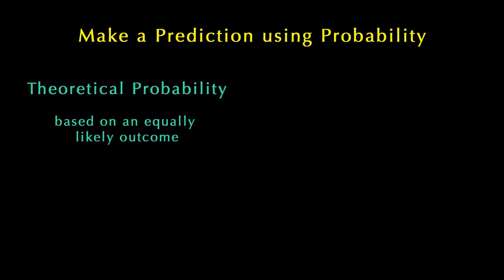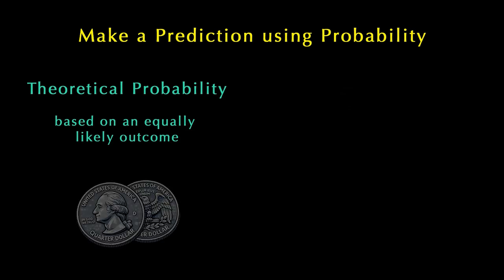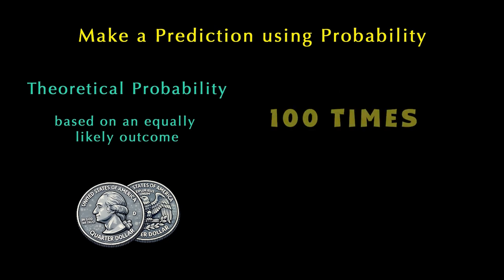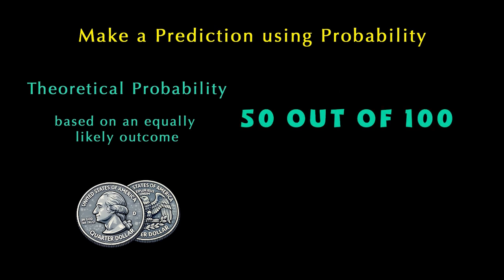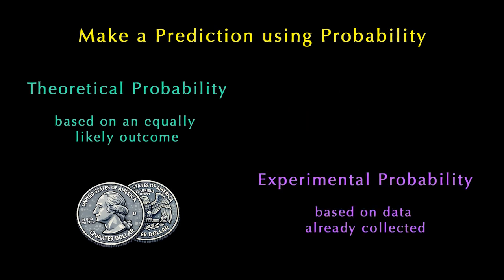In order to make a prediction using probability, let's review theoretical probability, which is based on equally likely outcomes, such as when you flip a coin. If you flip a coin 100 times, how many times should you land on heads? Theoretical probability says 50 out of those 100 times. Experimental probability is based on data already collected. If you flip a coin 100 times, how many times will it land on heads? Depends on your actual data. We can use both theoretical and experimental probability in order to make a prediction of a real situation.